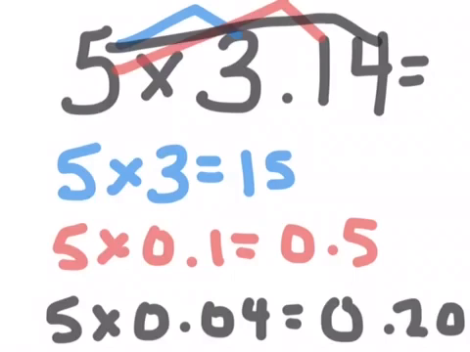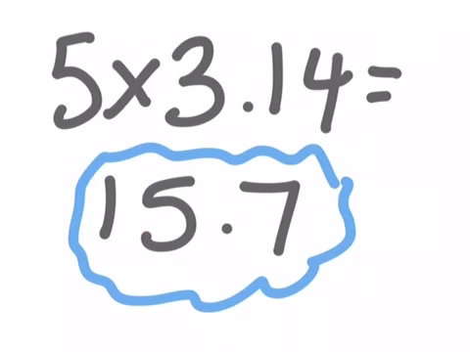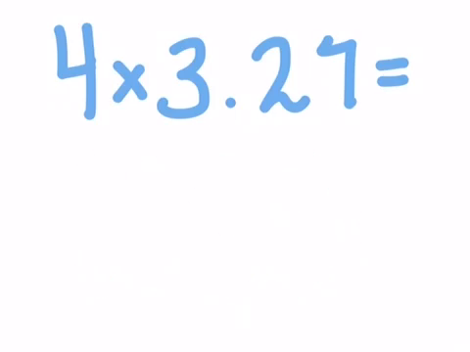I now have to take my 15, my 5 tenths, and my 20 hundredths, or in this case is the same as 2 tenths, and add them together. When I do that, I get a grand total of 15 and 7 tenths.